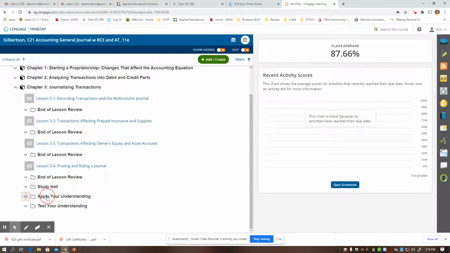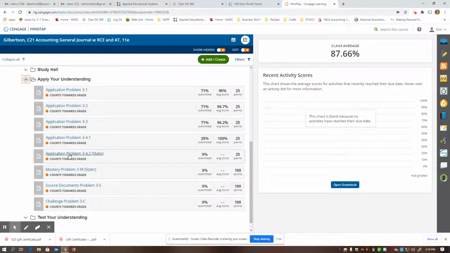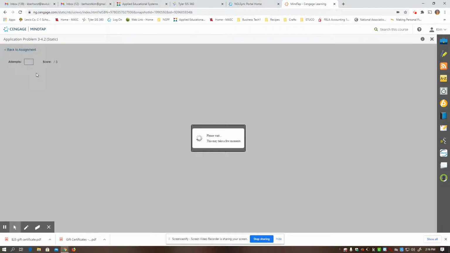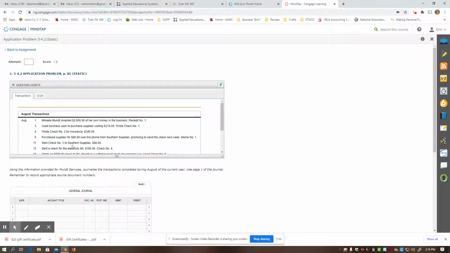Okay? So now I want to go over 3.4.2. So I want to start here. And it's just like every entry that you've made so far. We're going to start with the date, the accounts that are being affected, and the amount of money, and then your post reference, or your document number, I'm sorry. So date is going to be August 1st.